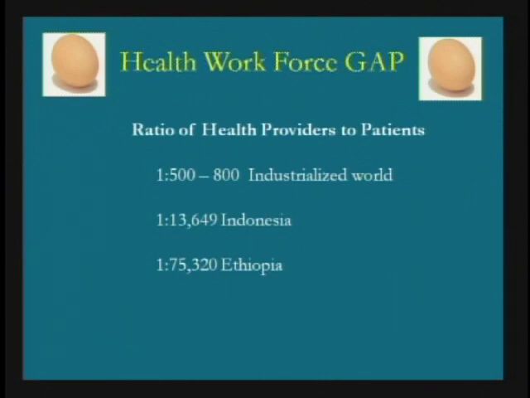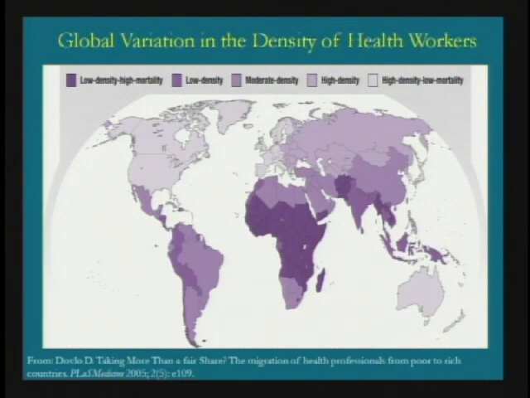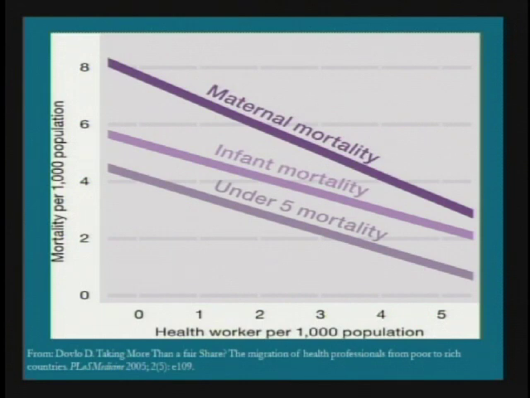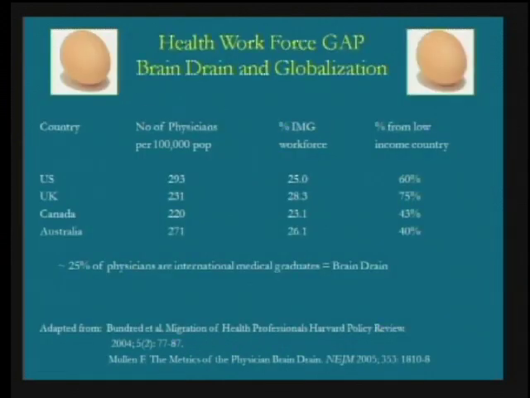And I have to say the ratio of health providers to patients, and I'm not talking doctors here, I'm talking about health providers, community health workers, nurses, is dramatic between the industrialized world and the rest of the world. It's no surprise where high density healthcare workers are, and where low density. If you plotted your less than $1 a day map on this, it would correlate. And it's no surprise, it has actually been looked at, that if you increase your health workers per 1,000 population, you can drop maternal mortality, infant mortality, under 5 mortality.